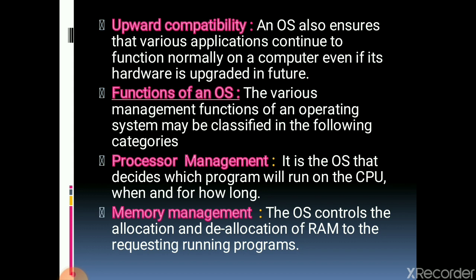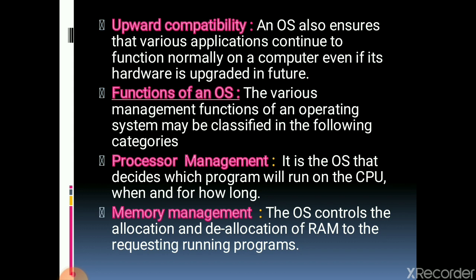So the CPU is generally a limited resource, even though the computer may have more than one processor. Overall, it is the operating system that decides when a program has to run and how long it has to run.